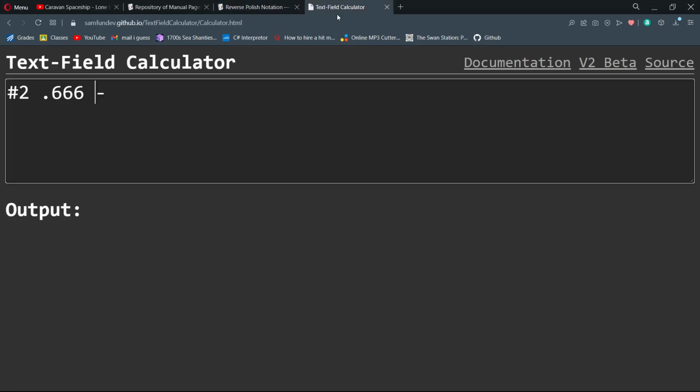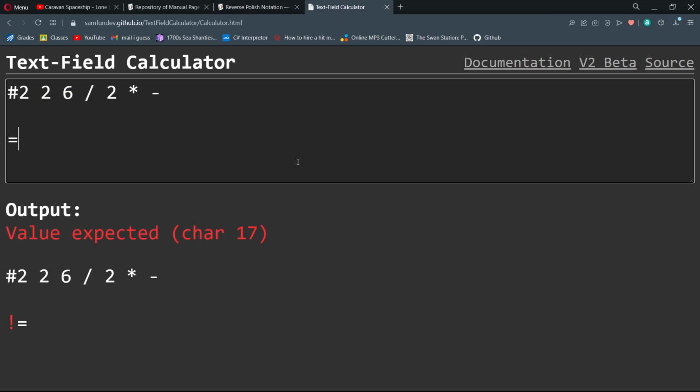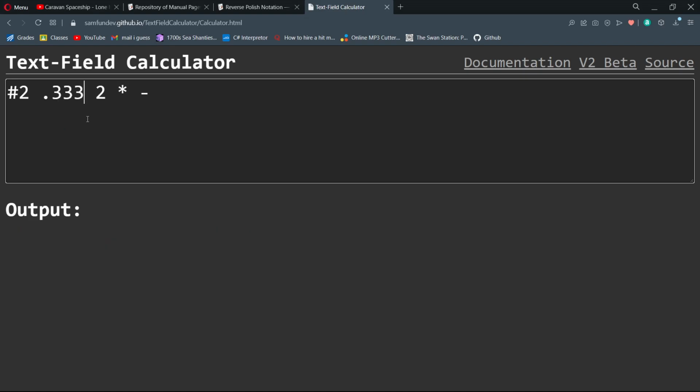Oh wait, I'm sorry. I did something sort of wrong here. I went ahead and jumped the gun and decided that 2 divided by 6 is 0.333 and just truncated it right there. Only when you complete the equation should you round.